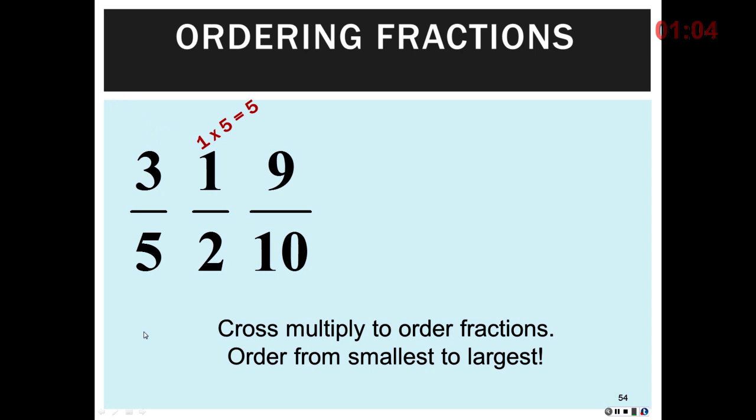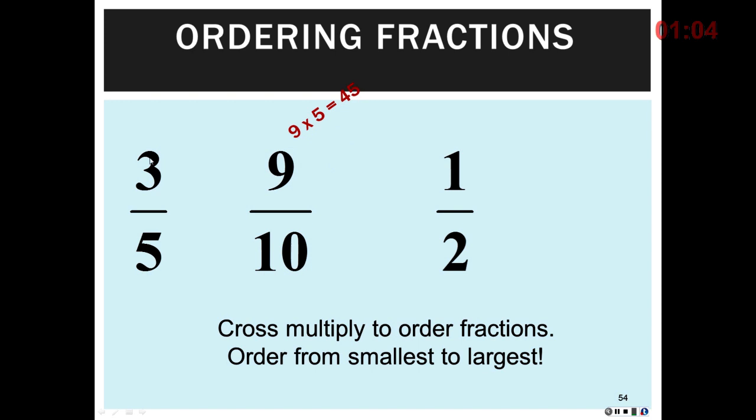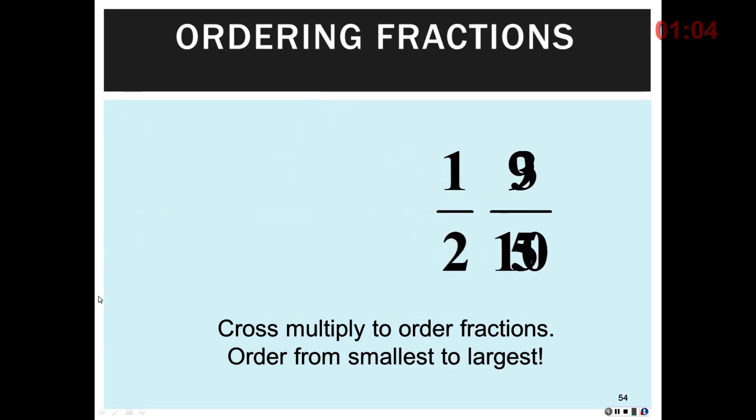Okay. Then I'm going to take 1/2 and compare it to 9 over 10 because that's the last one. 10 times 1 is 10, 2 times 9 is 18. So which one is the smallest out of all 3? 1/2. So it should be first in my line. Now I'm going to compare the 2 that are left. What is 5 times 9? And 10 times 3. Which one should come next? And then, of course, 9/10 is the last one.